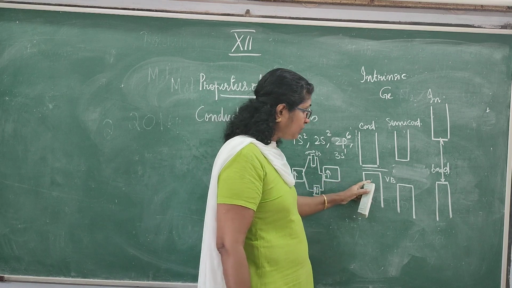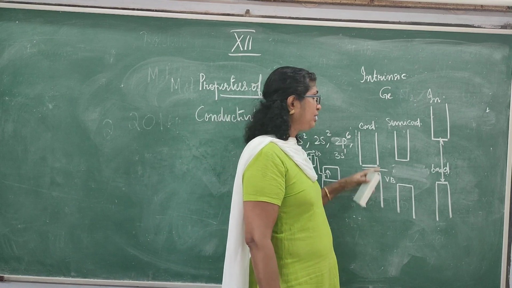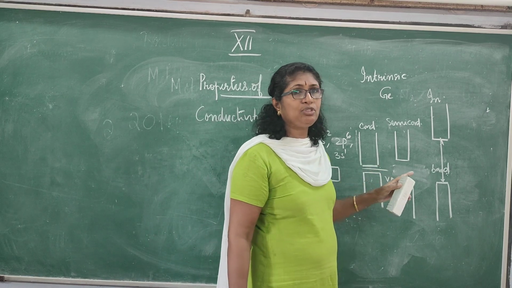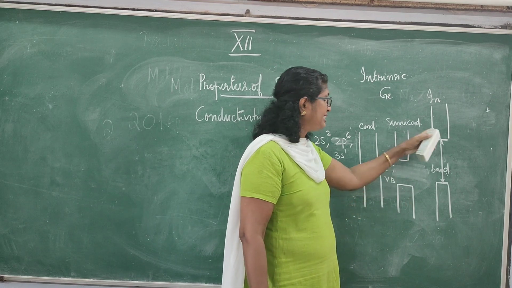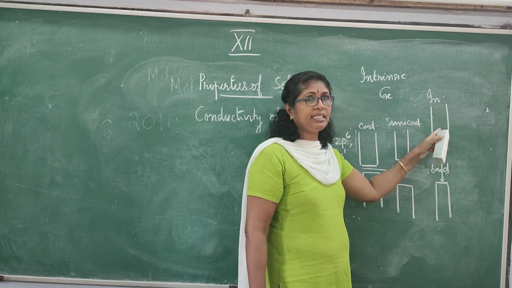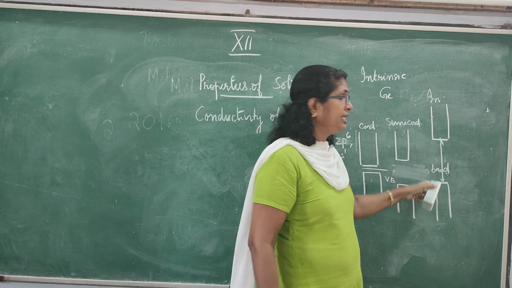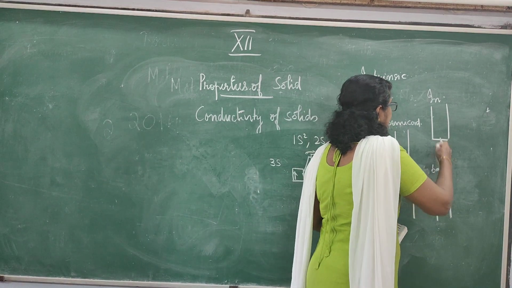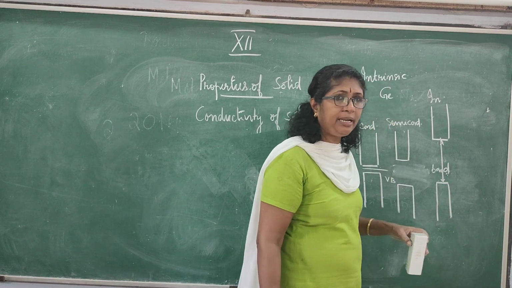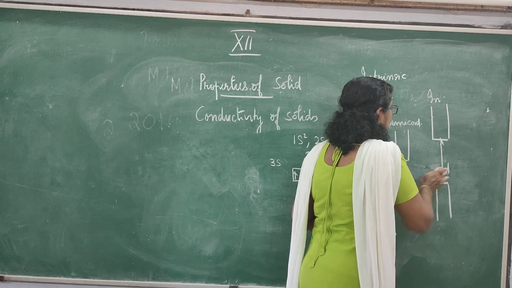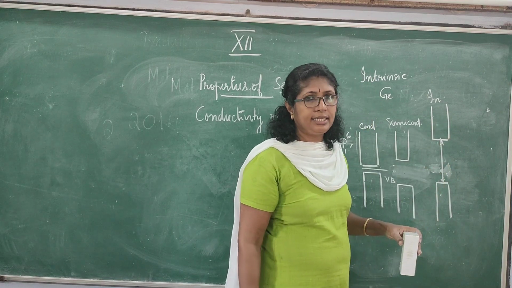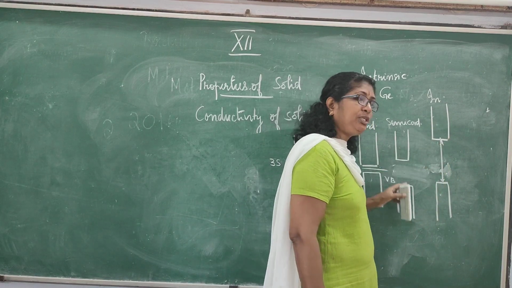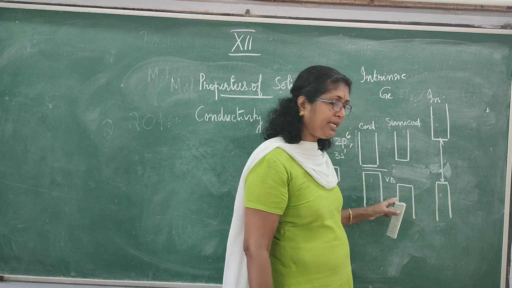So if the electrons can jump from the valence band to the conduction band, then that will be a good conductor. If they cannot jump, if the distance between the valence band and conduction band is very large, this region in between the two is called the forbidden band. If that is very large, then the electrons cannot jump to the conduction band, and it is an insulator. If it is in between these two, then it is called a semiconductor.